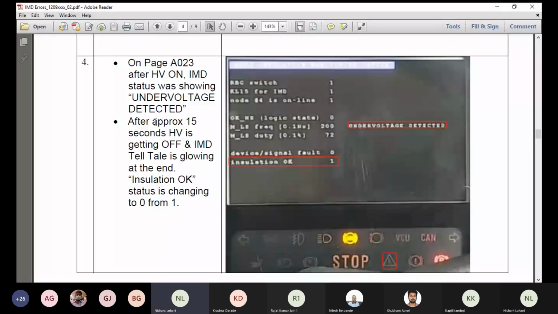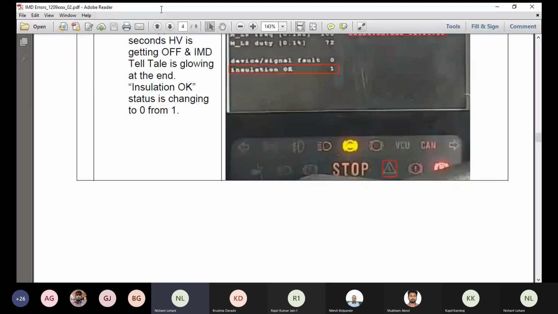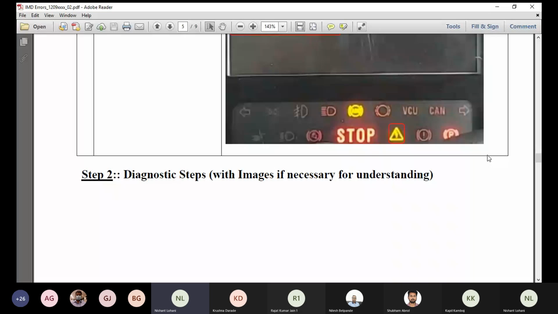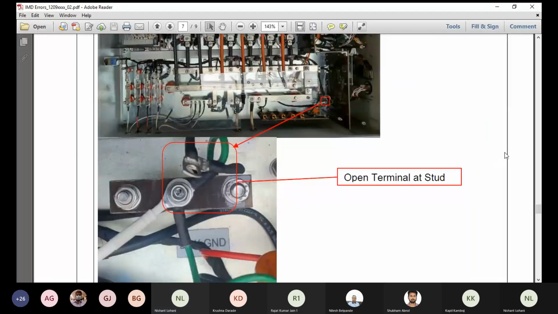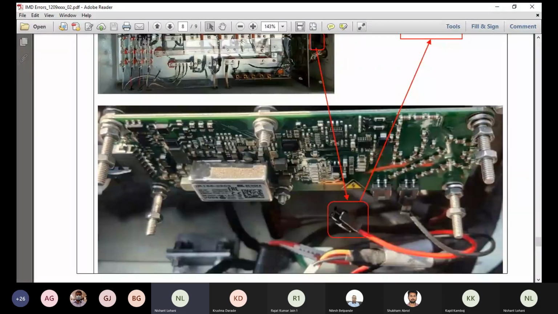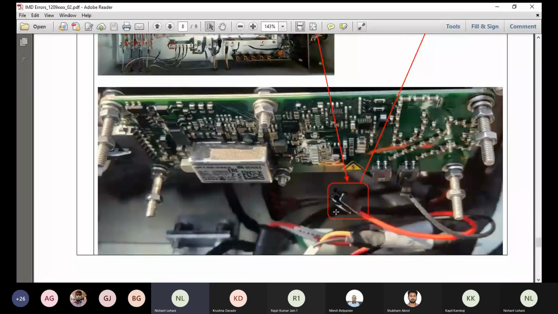Then we can see under voltage detected, and the IMD telltale will glow from the start, and after that it will not glow, and its status will change from 0 to 1. Then inside the PDU we will see that the HV connection of the IMD is missing. So these are all the cases for insulation monitoring fault detection.